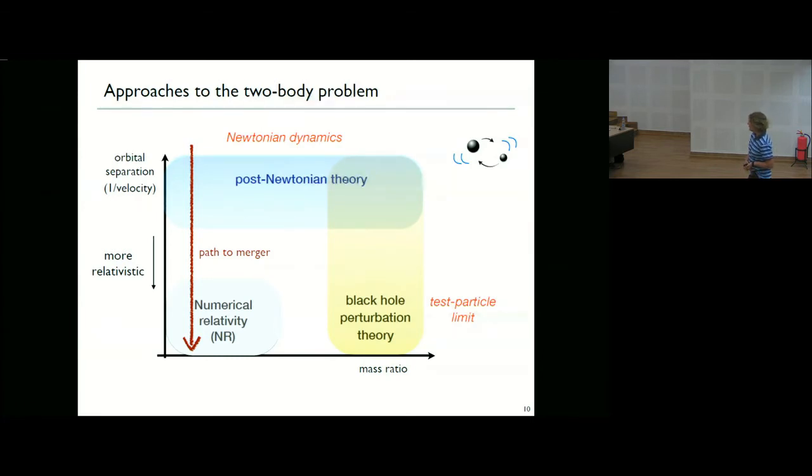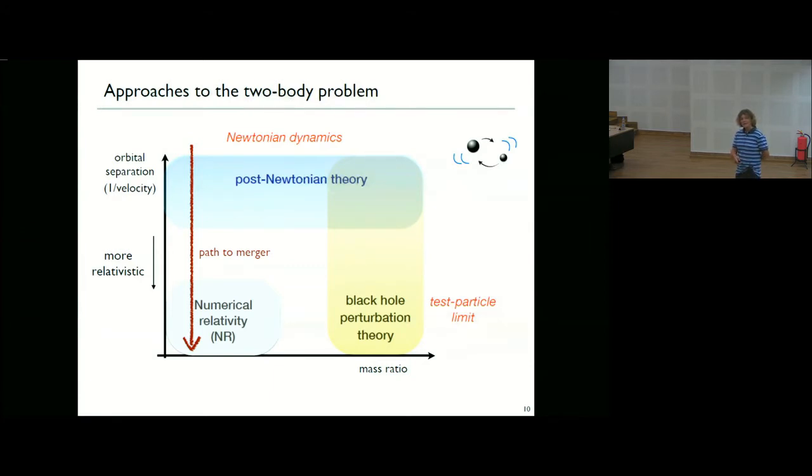But those simulations are very costly. I mean, it takes weeks to months to just do a single configuration. So it's not feasible to do data analysis for long signals over a wide range of parameter space just with numerical relativity.